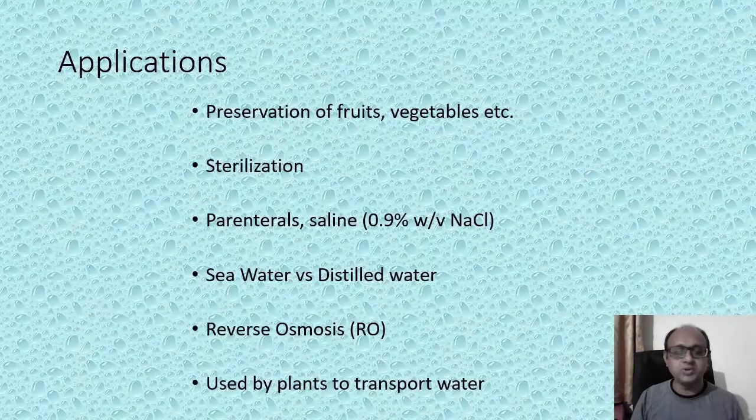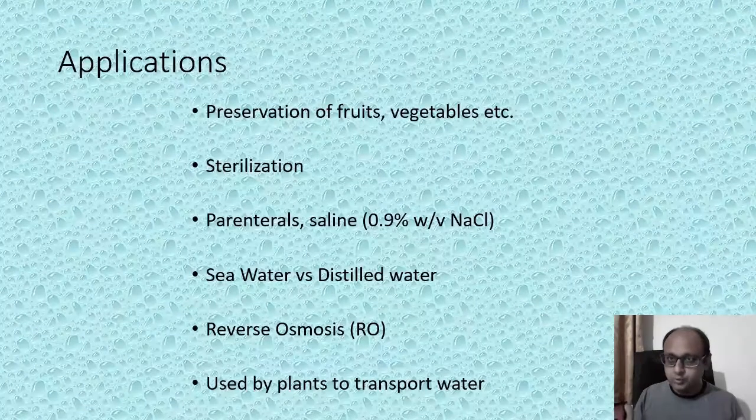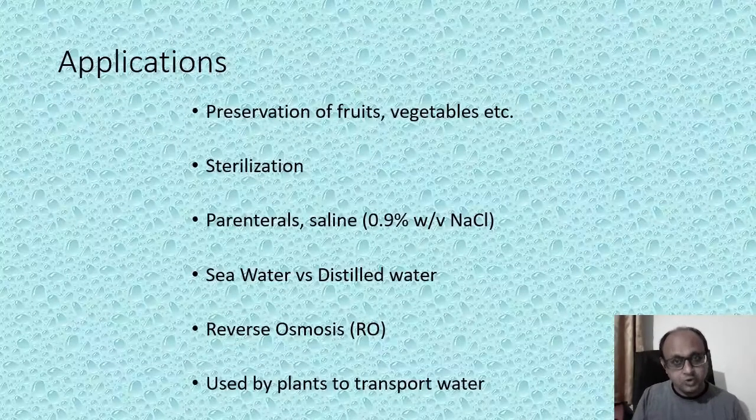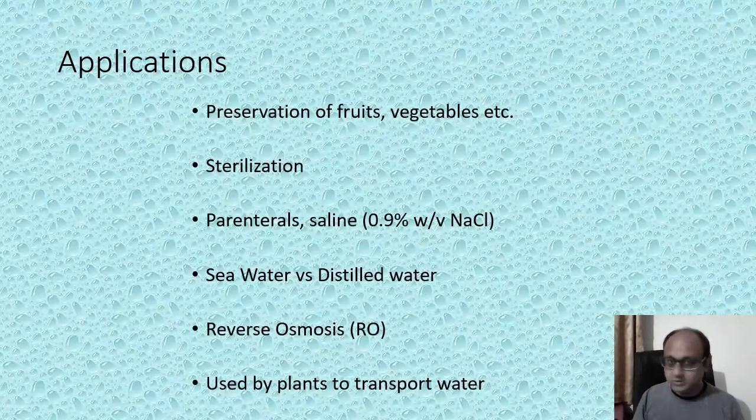Used in sterilization, as I told you in a previous diagram, the cell is getting killed because of osmotic shock. Suppose you want to sterilize any solution, and you know that there are bacteria. You can create osmotic shock in that solution and cause death of the cells, which is causing sterility.